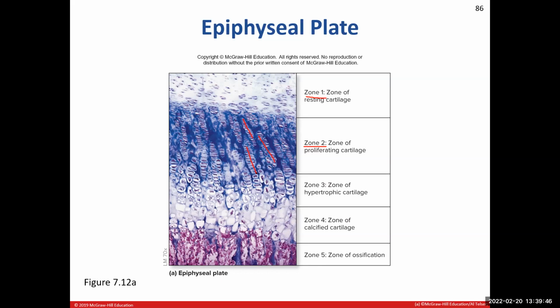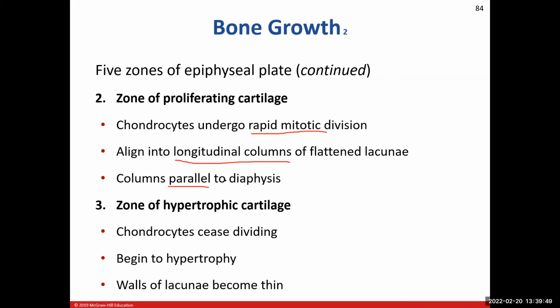So our third zone is going to be the zone of hypertrophic cartilage. So we know the term hypertrophy. In this situation, we're going to see this tissue undergo hypertrophy, which is going to be an increase in size. So the chondrocytes are no longer dividing here, but they're now growing up. They're getting bigger. Okay, so when they get bigger, they undergo hypertrophy.